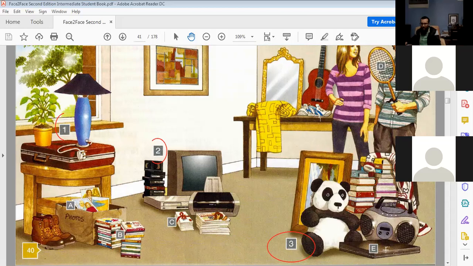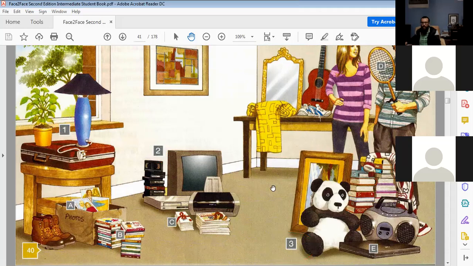A laptop. Maybe a laptop. Looks like a laptop. Maybe. Okay. So let's find out, why do they have three piles and what's the story behind them?